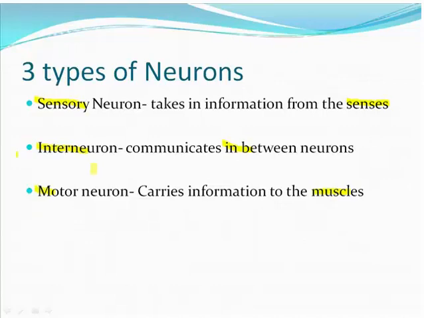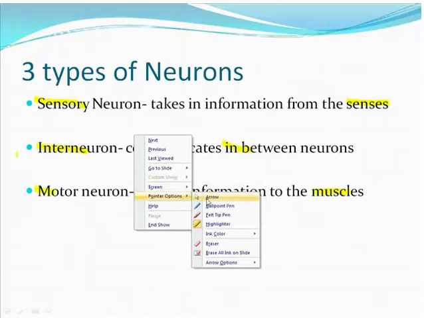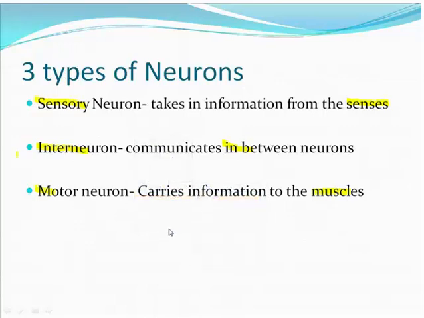So basically the sensory neurons and the motor neurons are usually in the peripheral nervous system, and then the interneurons are in the central nervous system. That's not always true, but it's kind of a basic way of thinking about it. So there's only three types of neurons: sensory, interneuron, motor neuron.